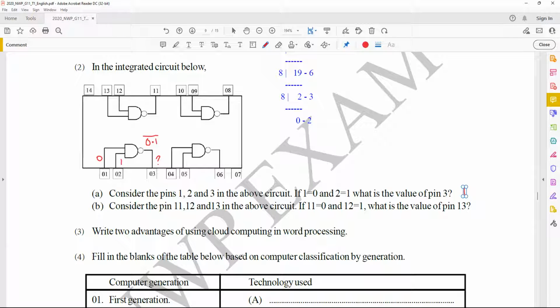Isn't it? So NAND means, right, you multiply, get the complement of this. So when you multiply 0 and 1 together, it will be 0. Complement of 0 is 1. Okay, that's good. Right, B. Consider pin 11, 12, 13 in the above circuit. 11 is 0, 12 is 1. Question asks, what should be the value of pin 13? Okay, your answers, can you put in the chat?